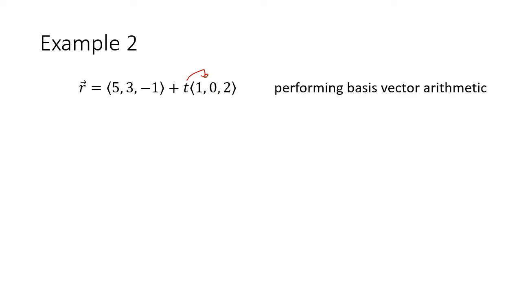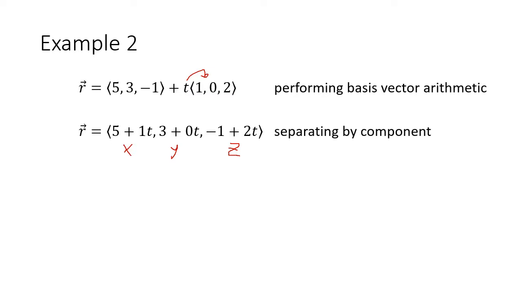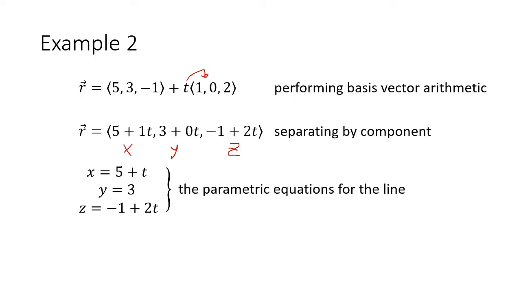But by performing that basic vector arithmetic, I end up with 5 plus 1t, and again, there's my x component. 3 plus 0t, and again, there's my y component. And then negative 1 plus 2t, which is my z component. And if I wanted to, again, I could separate those by component and simplify. x equals 5 plus t, y equals just 3, and z equals negative 1 plus 2t. And if I separate it out like that, well, these are the parametric equations for the line.